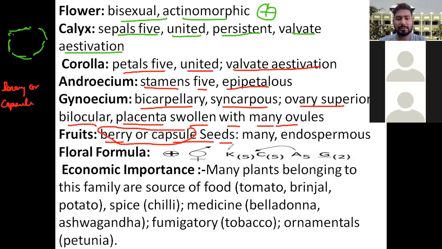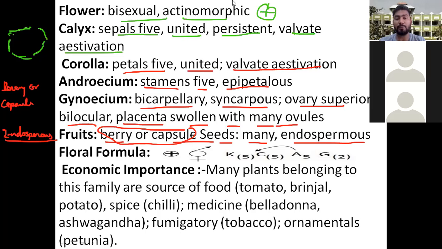Seeds many endospermous. Okay, this is the exception. Not all of them, but many of them are endospermous. Are you getting that? I told you mostly monocots are endospermous. So this family Solanaceae is the exception, because most of them are endospermous but it belongs to the dicots.